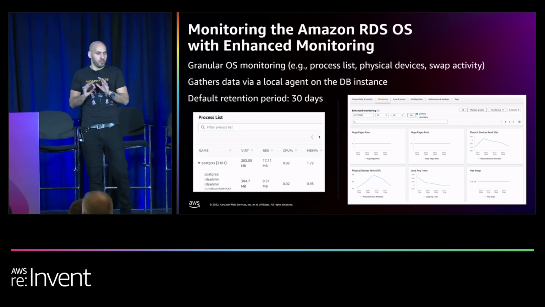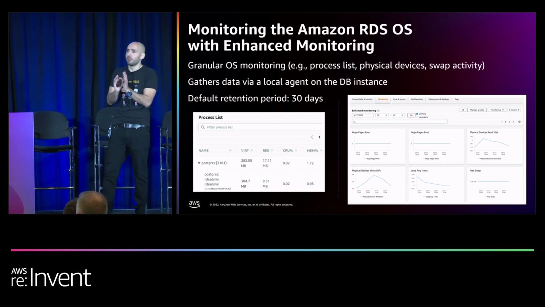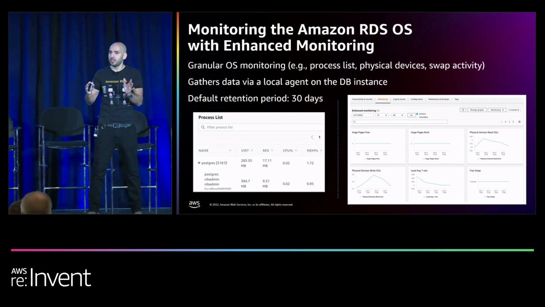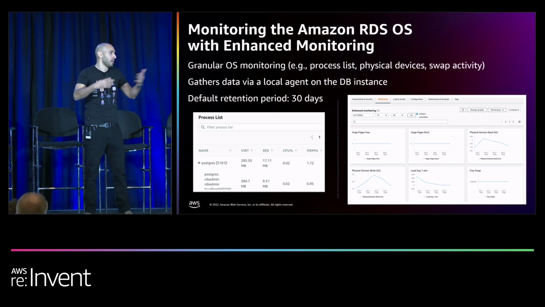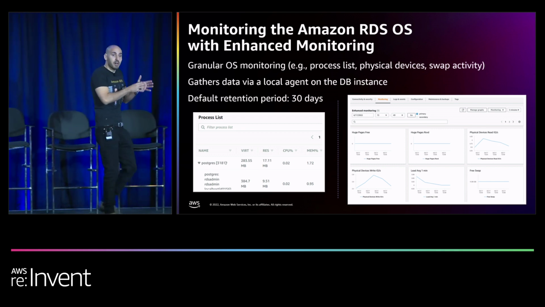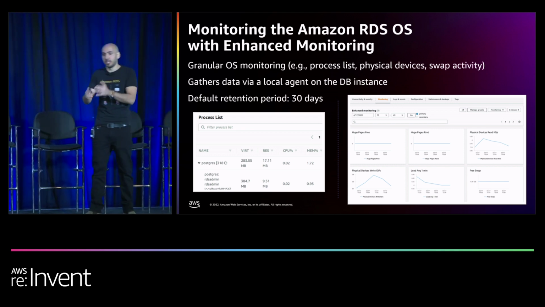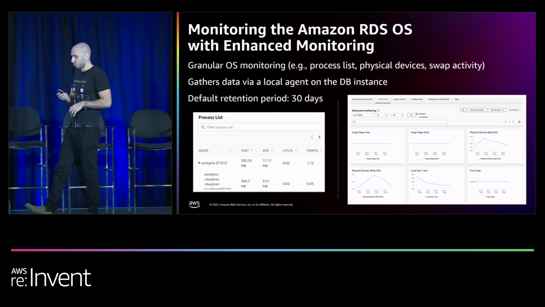Just note that the retention period for Amazon RDS Enhanced Monitoring is not the same as CloudWatch. It is by default 30 days, but it is configurable. So you can change it to 1 day up to unlimited retention. Obviously, as you retain more data, that can have cost implications, but you have the flexibility to change the retention in Amazon RDS Enhanced Monitoring.